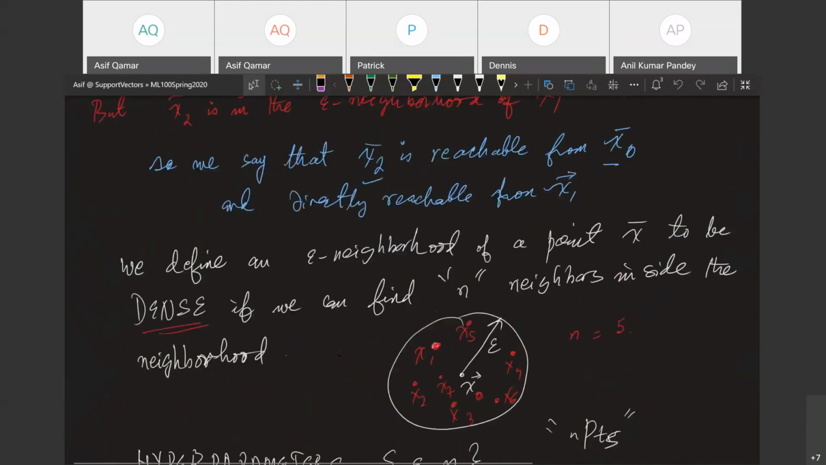DBSCAN is well supported in Python libraries. DENCLUE is a little hard to get. It uses the notion of neighborhoods, epsilon neighborhoods. So 2 points are directly reachable if they are within epsilon neighborhood of each other. A point is a core point if it has sufficiently many neighbors within its epsilon neighborhood.